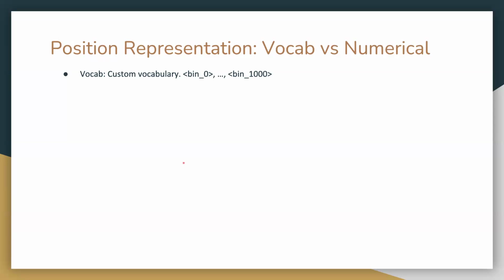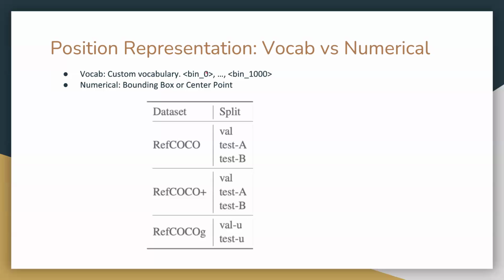You actually saw an example of this on the chessboard test slide, where the image was split into 4, and the custom vocabulary there would be top left, top right, bottom left, and bottom right. However, in the implementation the authors used for this experiment, they use this bin verbiage. So the image would be split into bin 0 through bin 1000 to refer to different regions. And they compared that with what Shikra actually uses, which is the numerical representations of bounding boxes and center points.